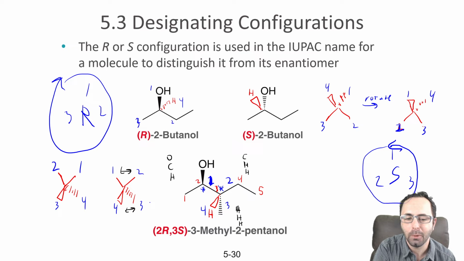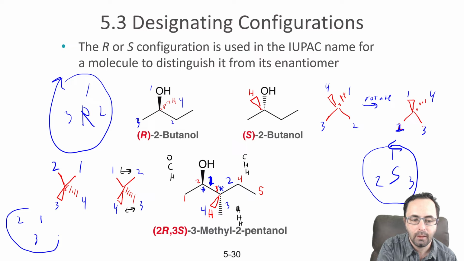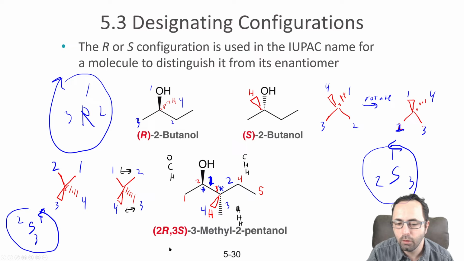So I swapped the 1 and the 2, I swapped the 3 and the 4, and so now when we look at the 1, 2, 3, it's in a counterclockwise arrangement. That's S. And so that's why we say 2R, 3S. So remember the general rules for naming alkanes. That's really important. The numbers never touch the letters. So in terms of locants, there's always a dash between the numbers and the letters. And that includes a dash here in between the R and S designations and the first letter.